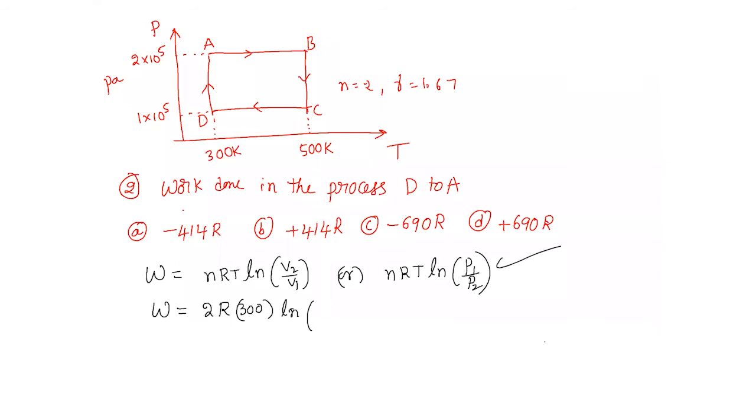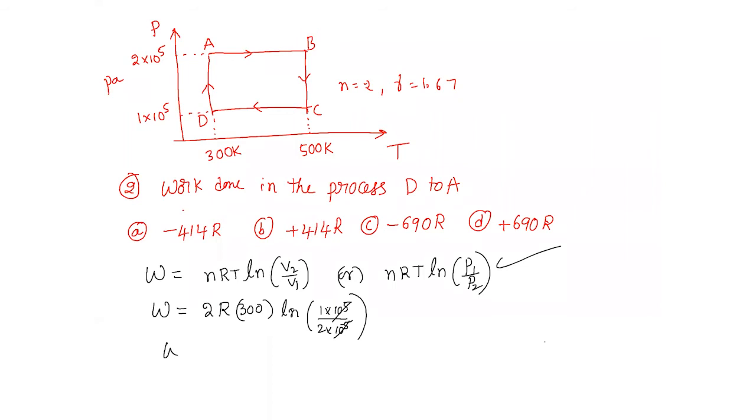What is the P1 value? 1 into 10 to the power of 5, divided by P2, which is 2 into 10 to the power of 5. So this will be cancelled. ln 1 by 2. If we simplify this, what do you get here? Pressure is increasing, right? They're asking work done. Yes, it is negative only.